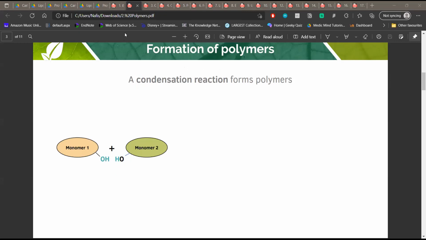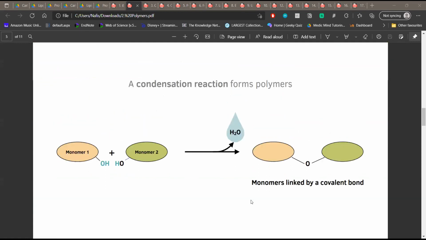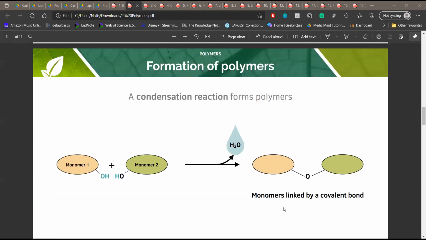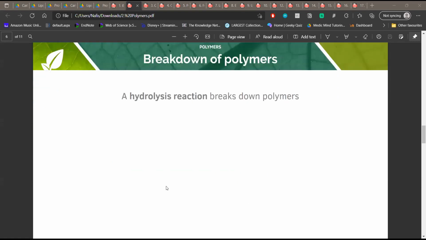It could be a glycosidic bond if it's between carbohydrates. It could be an ester bond if it's in a lipid. It could be a peptide bond if it's in protein. So yeah, removal of water, and now we create this covalent bond linking two monomers together. The opposite of this, as I'm sure you're aware, is a hydrolysis reaction. Remembering to break this word down, lysis means anything is broken down.